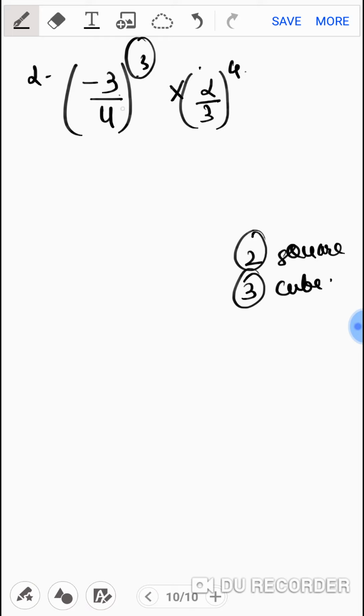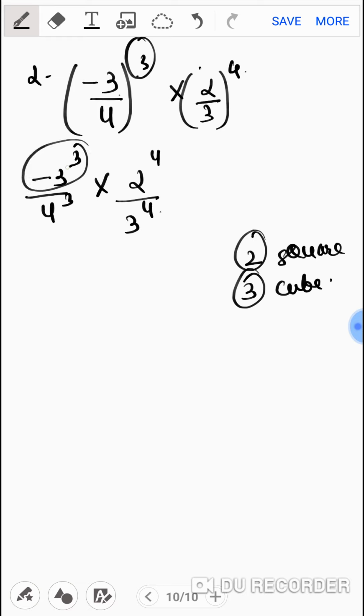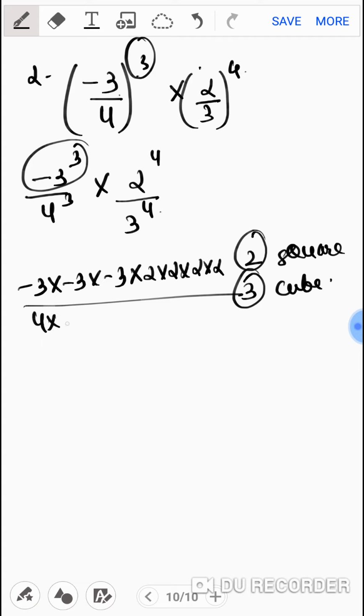Now you have 3 with both the things. Minus 3 also, 4 also. With both the numbers I will have 3. And this 4 also I will have with both. Numerator also, denominator also. Now you have to multiply minus 3 for 3 times and 2 for 4 times. Upon, you have to multiply 4 for 3 times and 3 for 4 times.